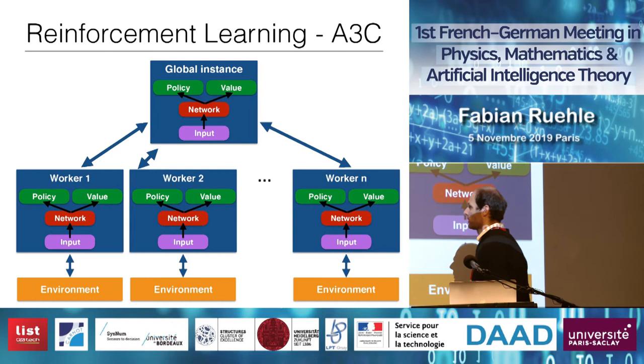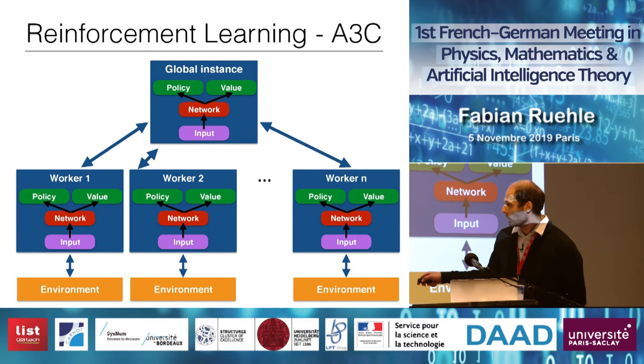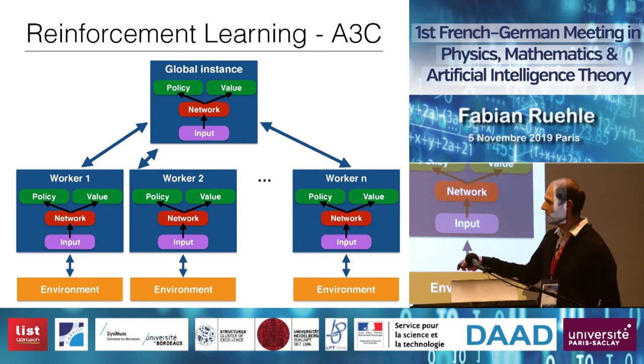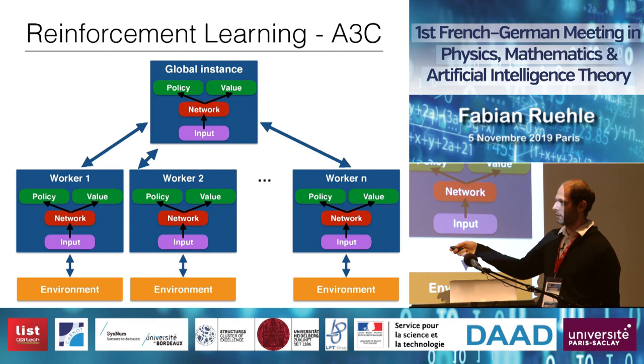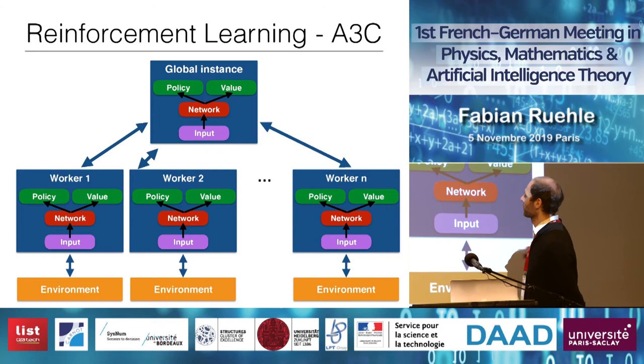So the cartoon we have is this. We have an environment, a string landscape, and we have now these N workers which you drop in the environment, and they all interact with the environment. So they get their input, they sample their state which they are in. We now use a neural network to solve the control problem. So we have a neural network that predicts the next action, and it predicts how valuable it is to be in a state. Each worker does this, and then they sort of report back to a global instance what they have learned.